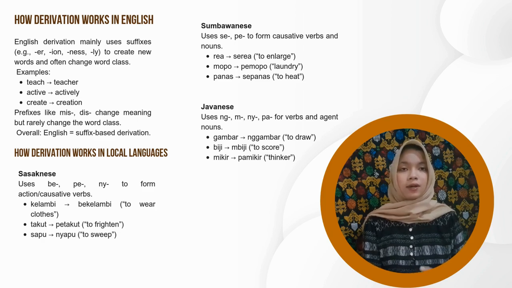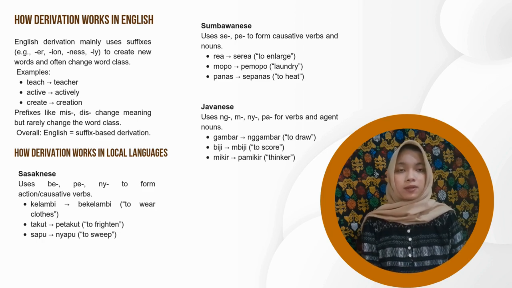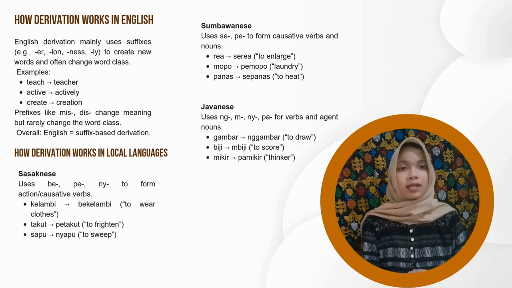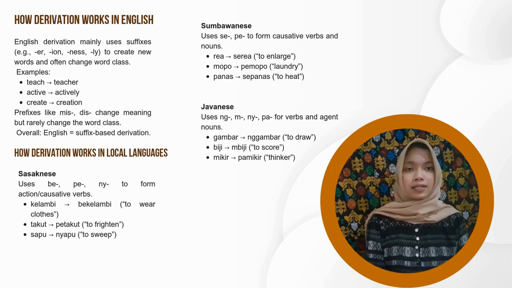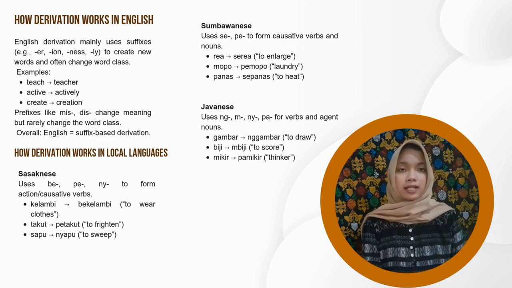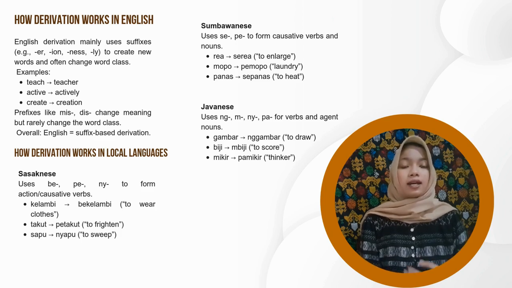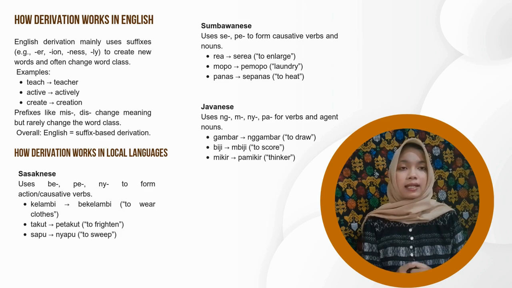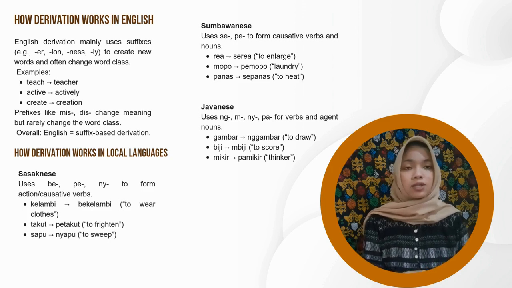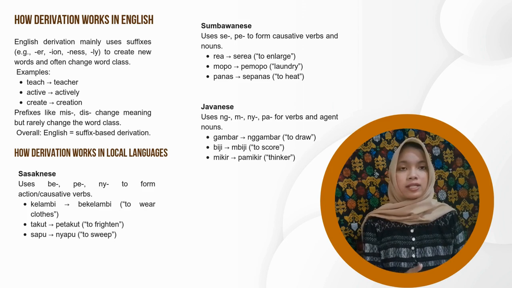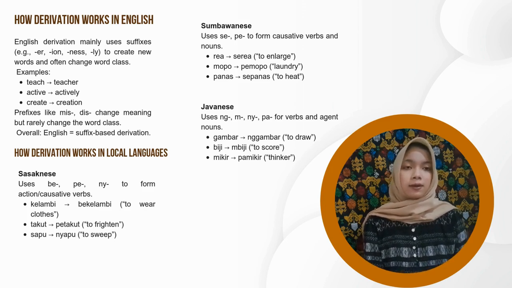Okay, next, how derivation works in English versus local languages. First, let's look at how derivation works in English. English mainly uses suffixes like er, ion, ness, and ly to form new words and often change the word class. For example, teach becomes teacher, active becomes actively, and create becomes creation. English also has prefixes like mis and dis, but these usually change meaning rather than the word class. So overall, English derivation is mostly suffix-based. Now the local languages.